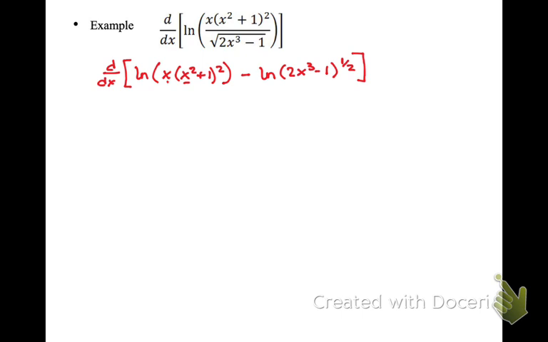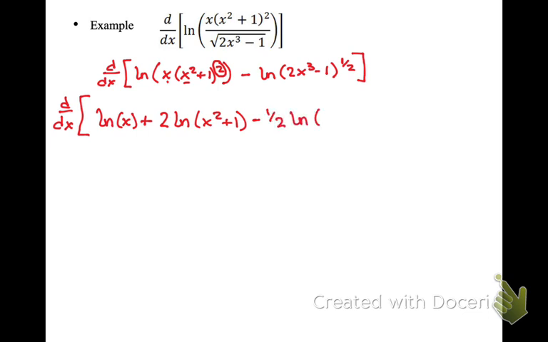Okay, so I'm going to have d/dx of the natural log of x plus, because we're multiplying. And Shelby said we can bring this 2 out in front now, can't we? Yeah. 2 natural log of x squared plus 1 minus, what can we do with a half? Can we bring it out in front too? So 1/2 the natural log of 2x cubed minus 1.